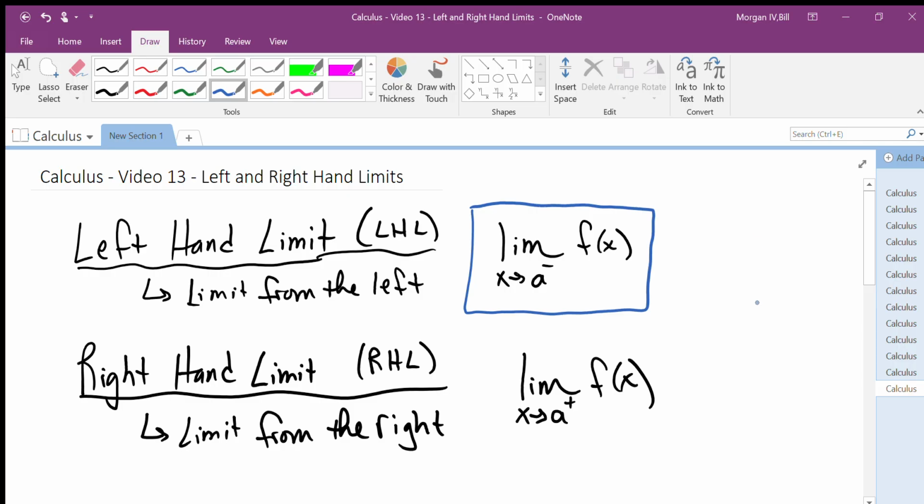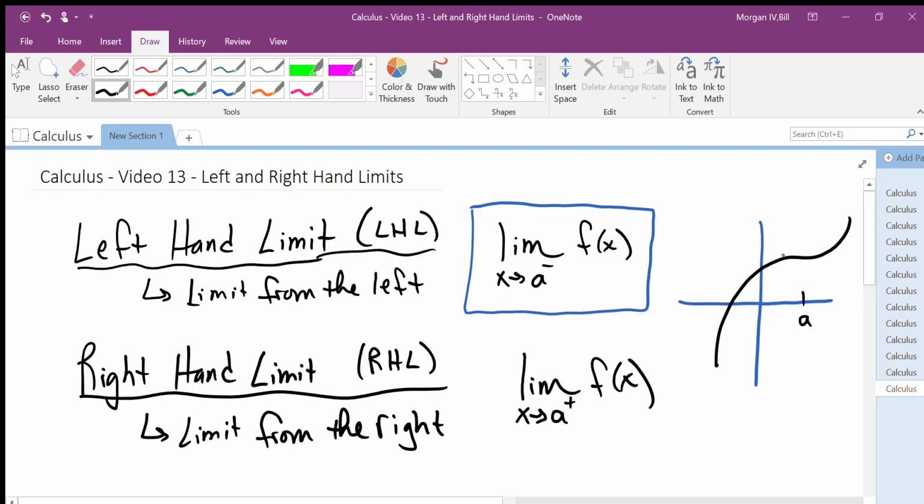So what you're thinking about there is if you have a graph, some curve, here's your value a. Maybe that curve's defined, maybe there's a hole in the graph, right? What you're picturing is, what is the y value doing as x approaches a from the left? That's the left-hand limit.